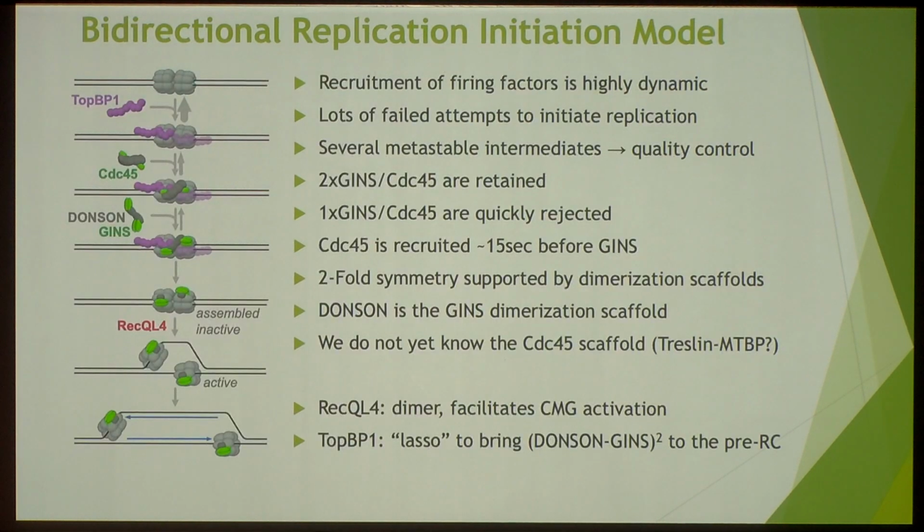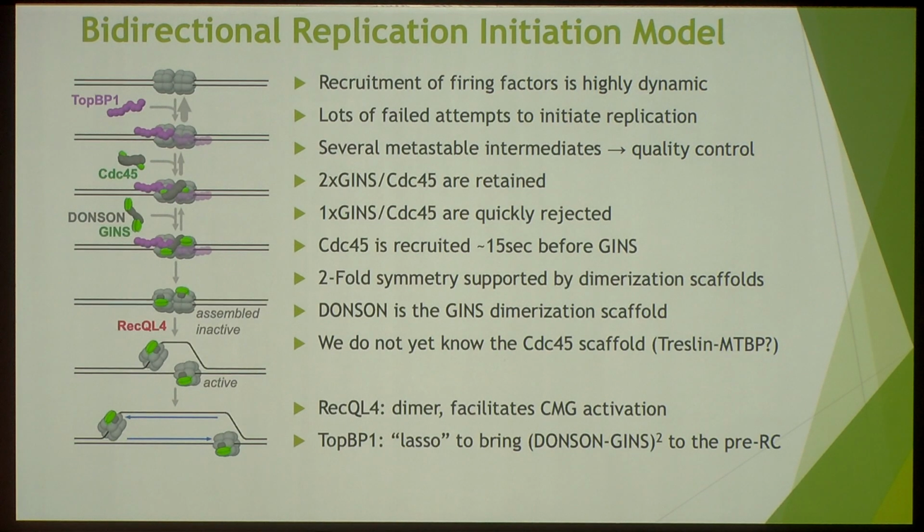Okay, so just to summarize, our data reveals a very dynamic picture of initiation. There are lots of failed attempts to initiate replication. We've identified several metastable states, and we think that these unstable states provide a mechanism for quality control. So you can retain 2 copies of GINS when they're recruited, or 2 copies of CDC45, and you can quickly reject when single copies are recruited. And we also have data, which I can't show you right now, that CDC45 is recruited about 15 seconds before GINS. But we're not sure if this order is strictly enforced.